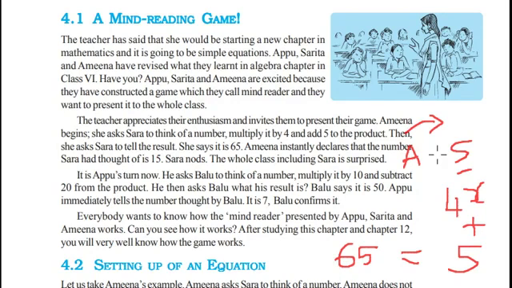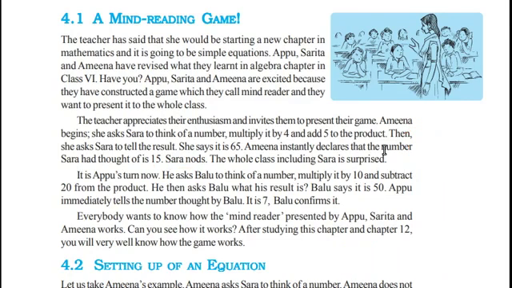Then Amina instantly declares that the number which Sarah thought was 15. And Sarah nods, acknowledging that the number she thought was 15. How come Amina predicted the number? How could she read a number which was thought in Sarah's mind? The solution is simple. Amina made use of equations to predict the number accurately.